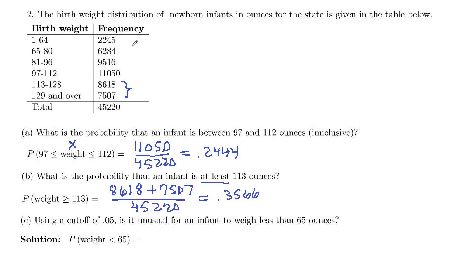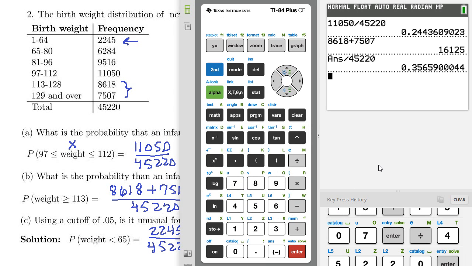Using a cutoff of 0.05 as unusual, is it unusual for an infant to weigh less than 65 ounces? Less than 65 is going to be this category here, 1 to 64 ounces. Desired outcomes are 2,045. Here's how we would write that in symbols: weight less than 65. Desired outcomes 2,045, total outcomes still 45,220, and we compute that.